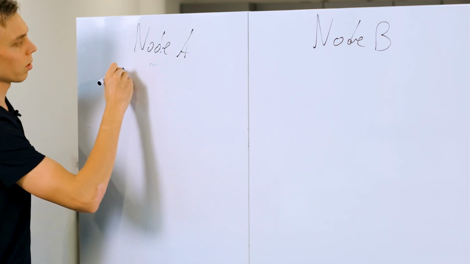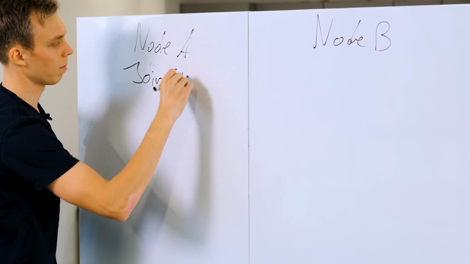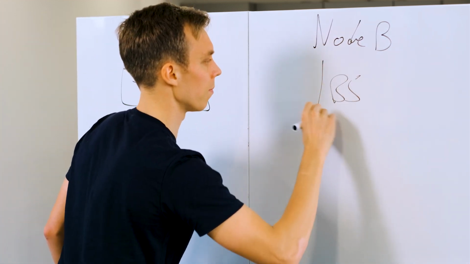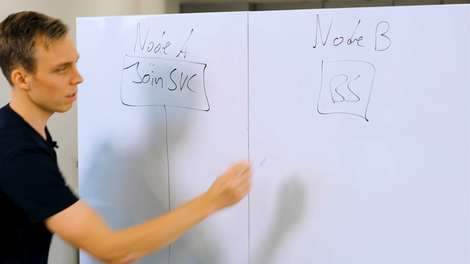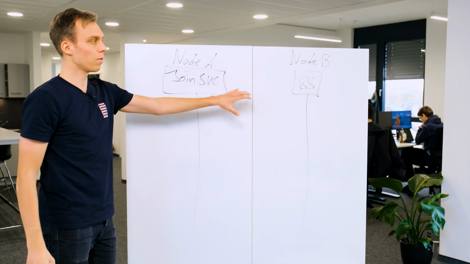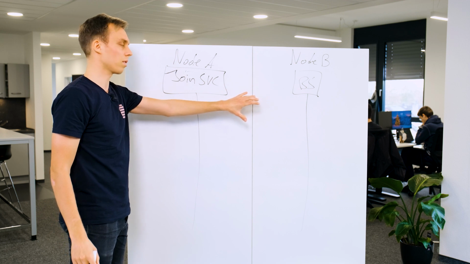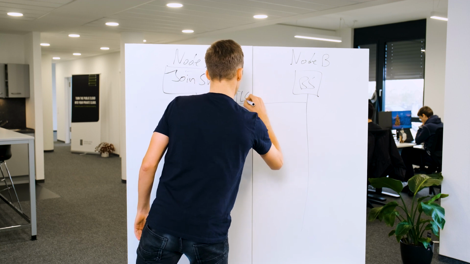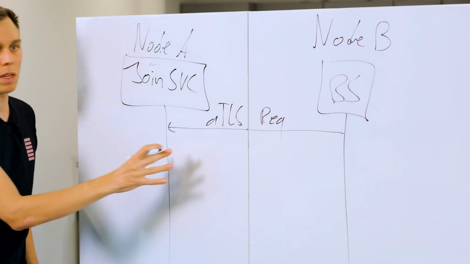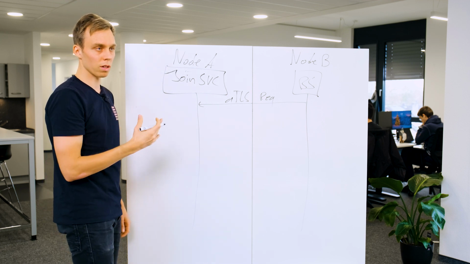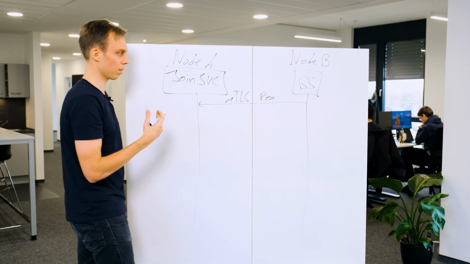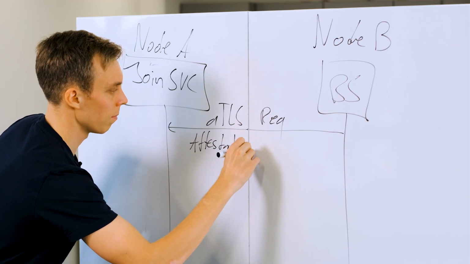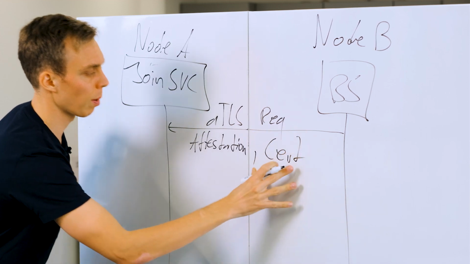So remember, we have the join service over here running inside Kubernetes, and we have our Bootstrapper on the other side. And the first thing that happens is that the Bootstrapper will initiate an attested TLS connection, short ATLS. ATLS means this TLS connection is not based on some root certificate. Instead, it's based on an attestation statement. So it sends an attestation statement and a certificate containing a public key.